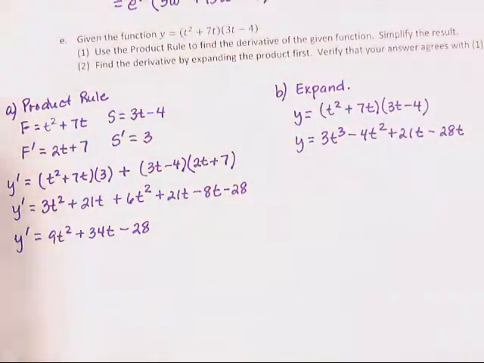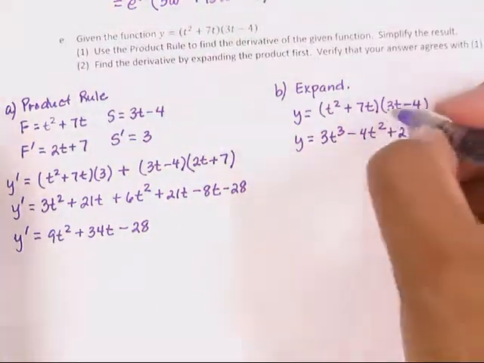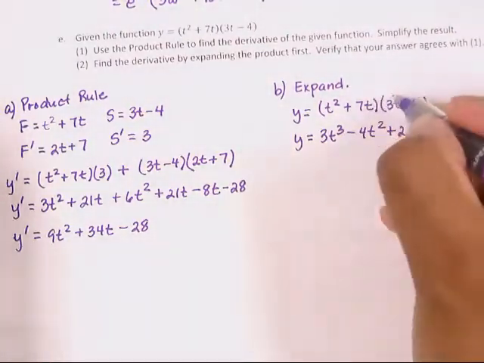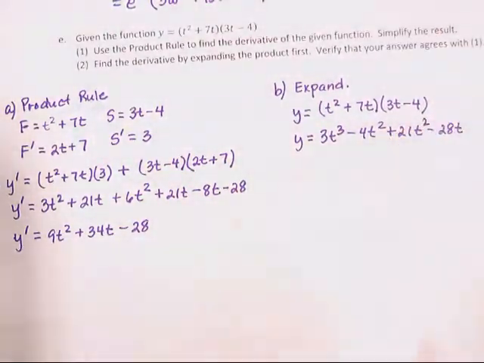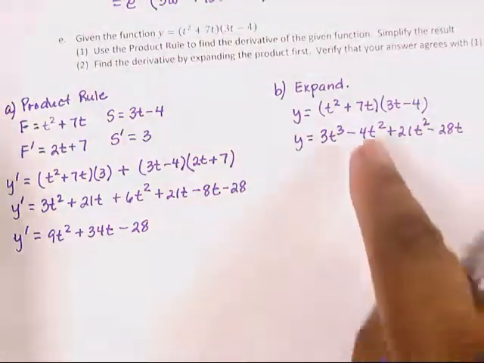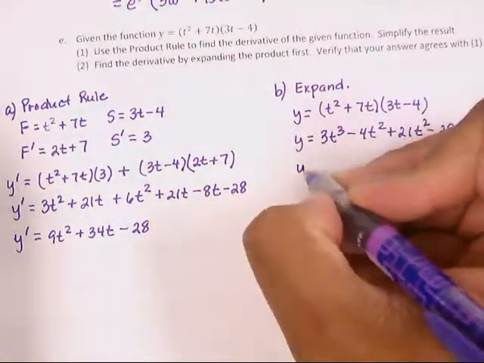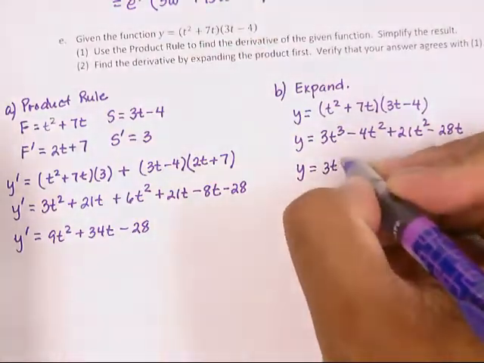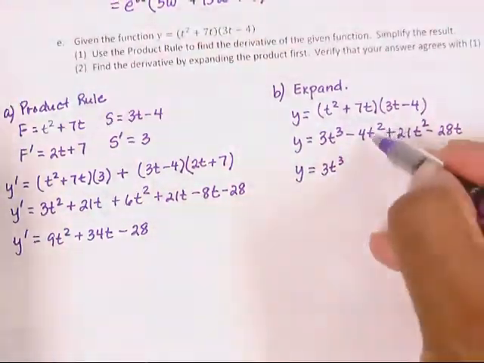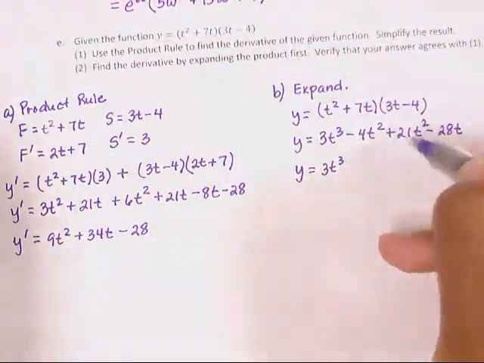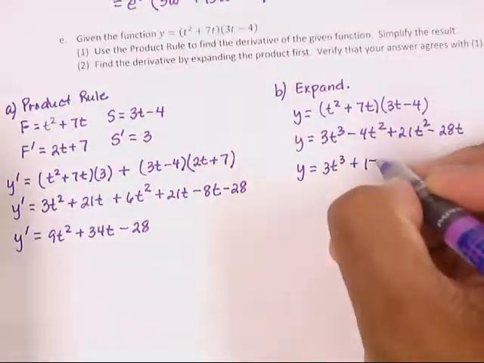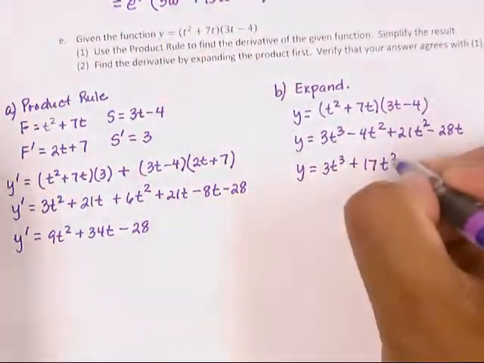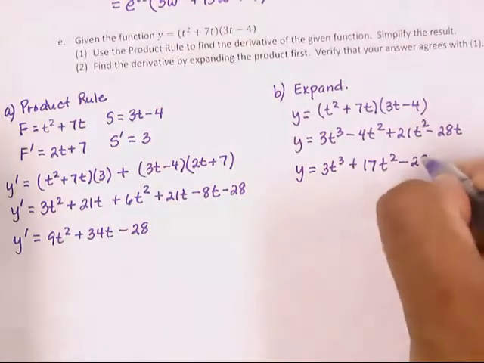And then let's see here. I think I left something out here. 7t times the 3t, that's 21t squared. And now we can combine like terms here. So the y is equal to 3t cubed minus 4t squared and a plus 21t squared will be a plus 17t squared. And then bring down minus 28t.